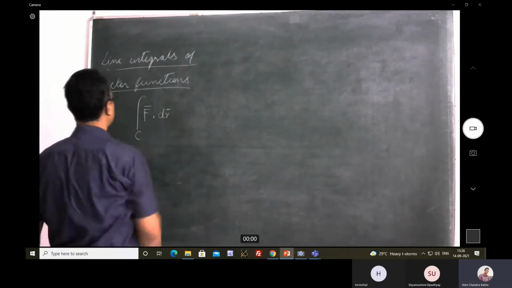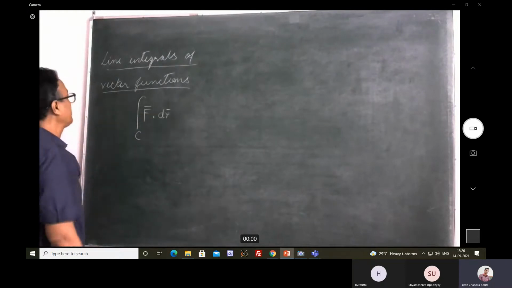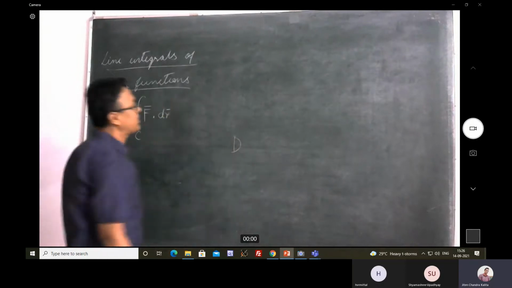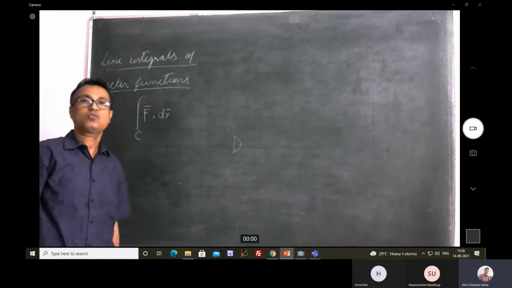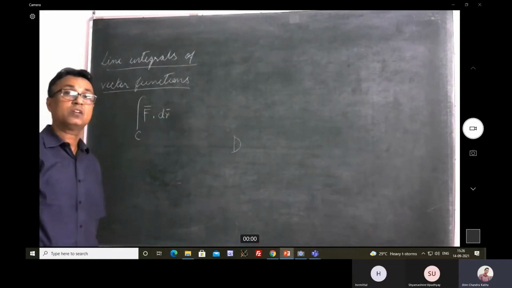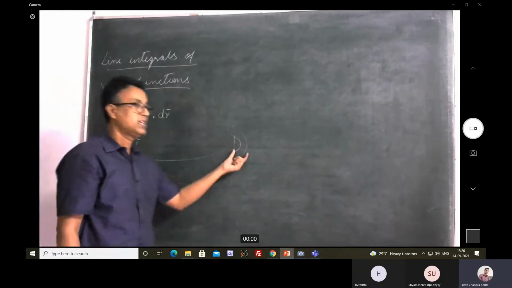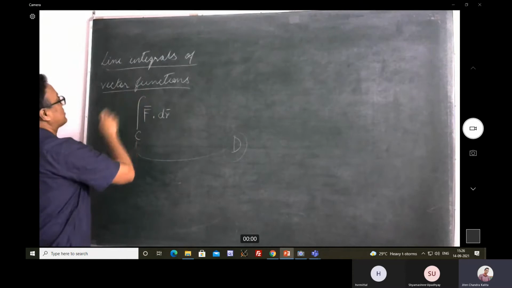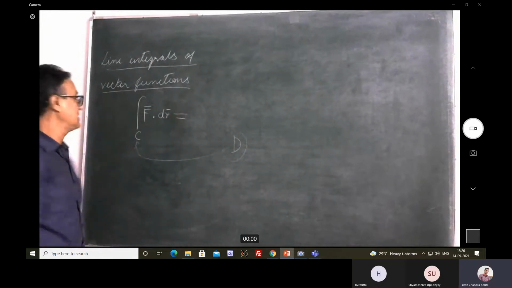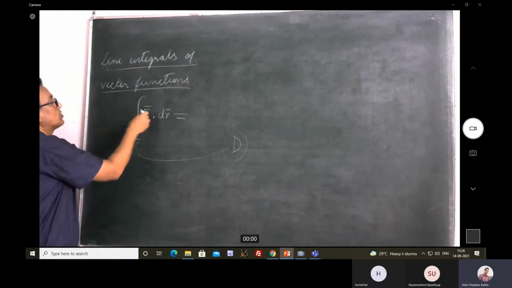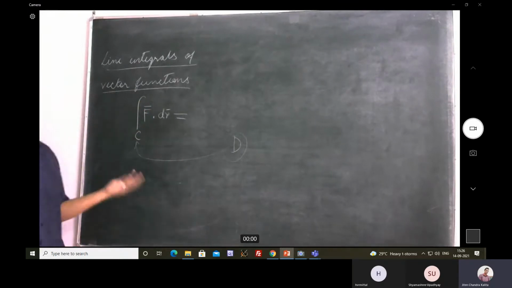Here F is a vector valued function, or F defines a vector field, which is continuous in a domain D. So basically that means that the components of F, if I define F in space, are functions of x, y, z. If all those three components are continuous in some domain D, and if C is a curve lying in that domain D, then the line integral of the vector function F is denoted by this, and this can be interpreted as the work done by the force F in moving a particle along the curve C, or moving some object along the curve C.